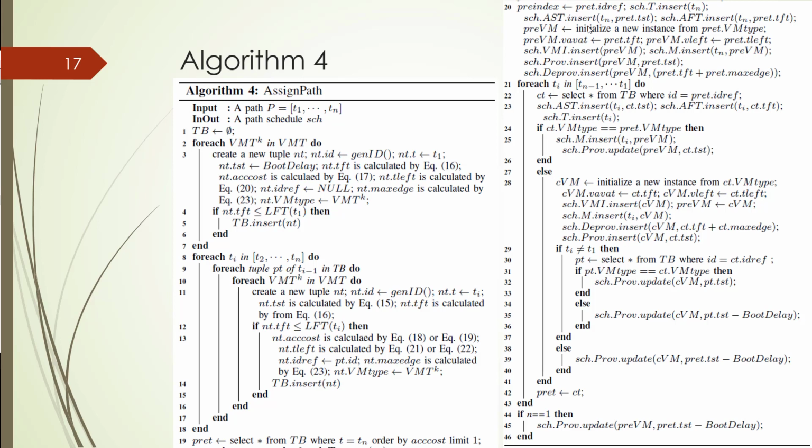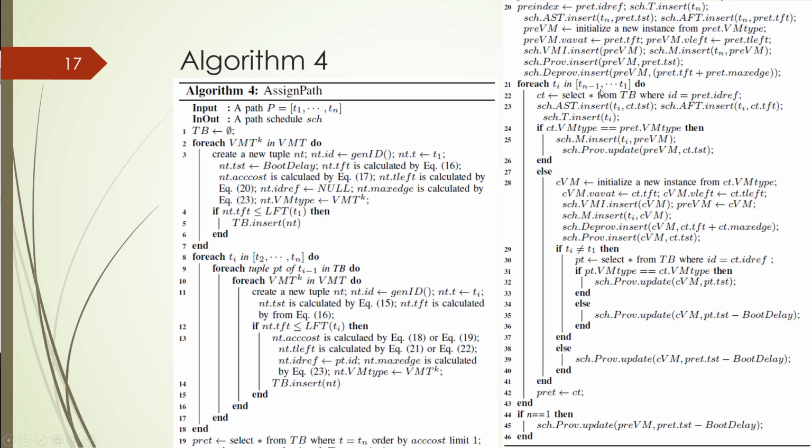And in the schedule, we will insert the task with the predicted start time TST and the actual finish time, which will be the pred and the TFT. The virtual machine will be initialized with the new virtual machine of the predicted virtual machine type, and the virtual machine available time will be updated with the TFT. The predicted virtual machine of the task left is the pred of the T left, and everything will be updated over here, the provision and the provisioning.